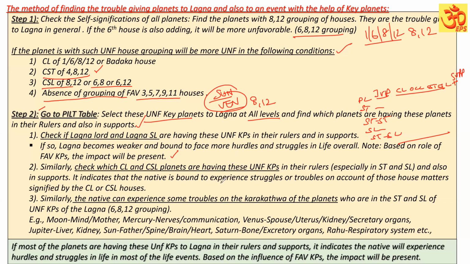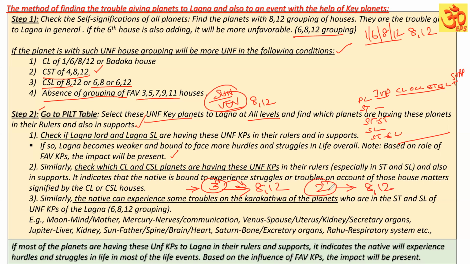Now suppose the third Cuspal Lord or third Cuspal Sublord is in the star of a planet signifying 8 and 12. So third house matters are going to experience 8 and 12. So Lagna will experience 8 and 12 through the source planet, that is the third Lord. Third house matters, mind will get disturbed. Third house matters will get disturbed. You understand? Suppose the second Lord or second sublord is in the star of a planet which is indicating trouble-giving houses to the Lagna, 8 and 12.